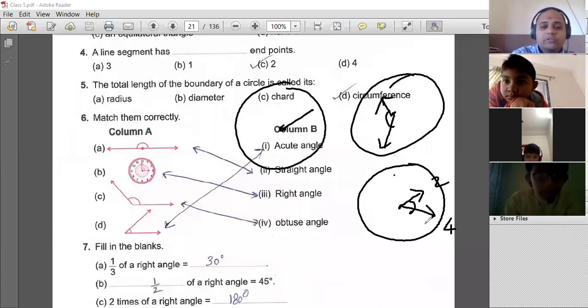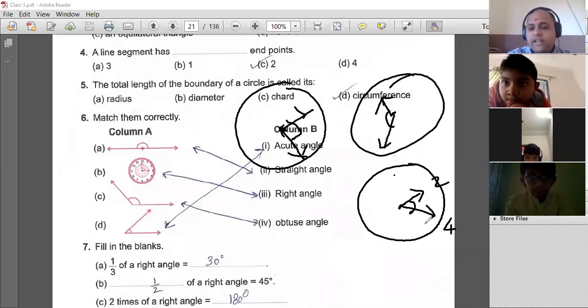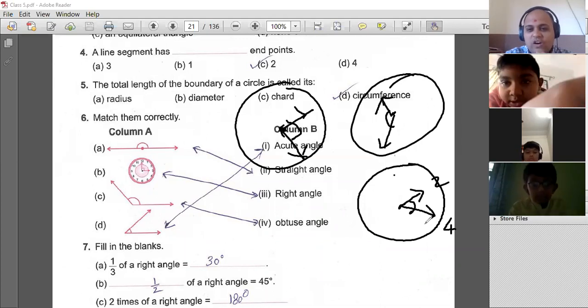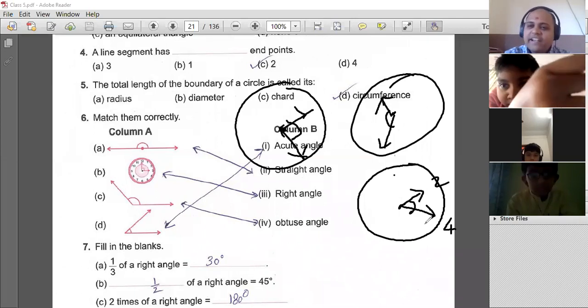Now see, what does it look like? Is it more than 90, less than 90? Sir, less than 90. This time it is exactly 90, no? Don't you think so? It is exactly 90. So it is a right angle.